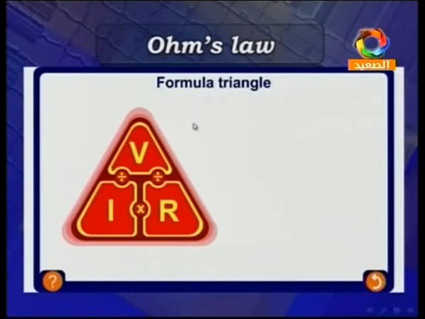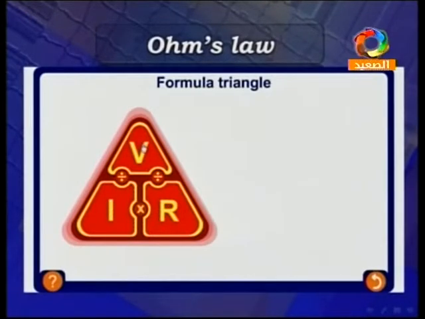Here we have the Ohm's law formula triangle. This is V, this is R and this is I. V is the potential difference. R is the resistance. And I is the electric current intensity. Very good students, you remember this.